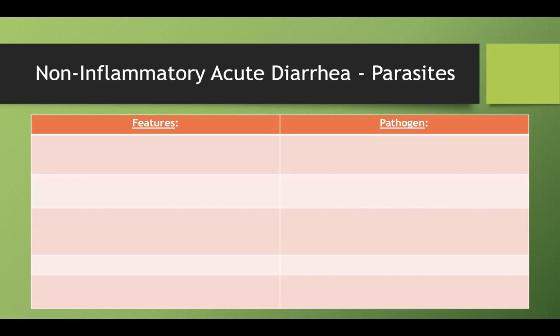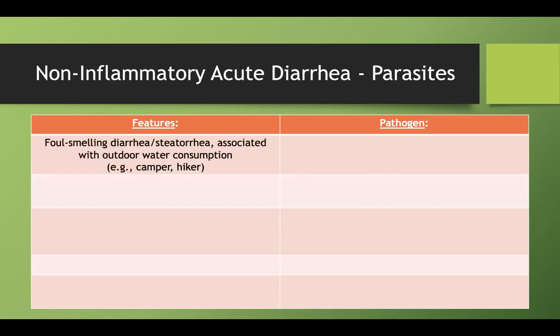So now let's talk about what watery diarrheas might form due to certain parasites. So what if you saw somebody with foul-smelling diarrhea and steatorrhea, which just means fat in the stool, and it's associated with outdoor water consumption and like a camper or a hiker? So this is talking about Giardia lamblia.